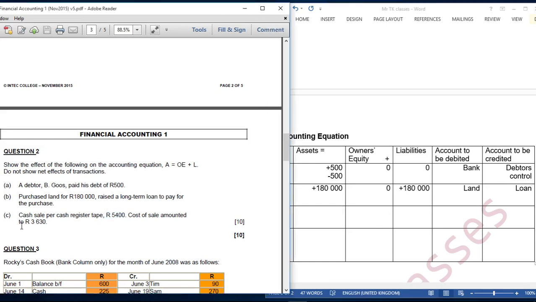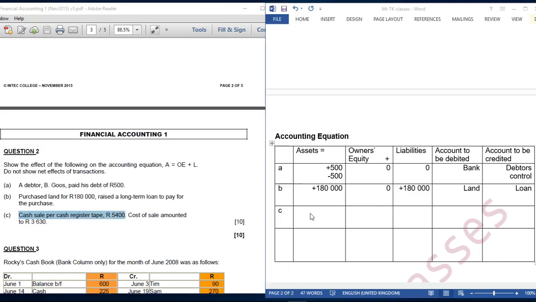We move on to the next one. We have a cash sale here. Cash sale per cash register tape 5,400. So if we make a cash sale, what is happening? It means that we are receiving cash, right? 5,400. And remember, this is a sale. So if we sell, it means we are having sales, and sales fall under income. And what you have to know about income is that the effect of income is that owner's equity will increase. And the effect of expenses is that owner's equity will decrease. So owner's equity will increase with 5,400.